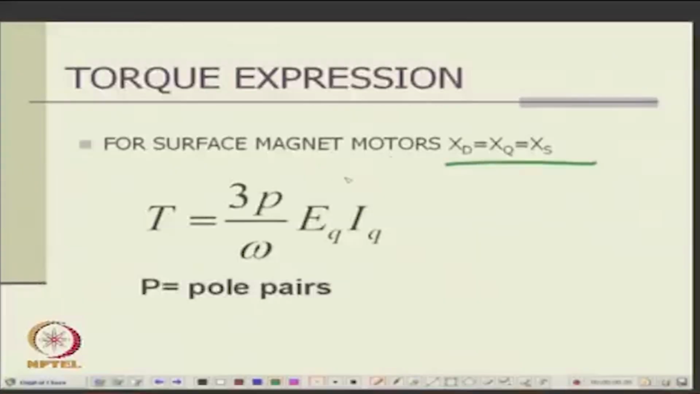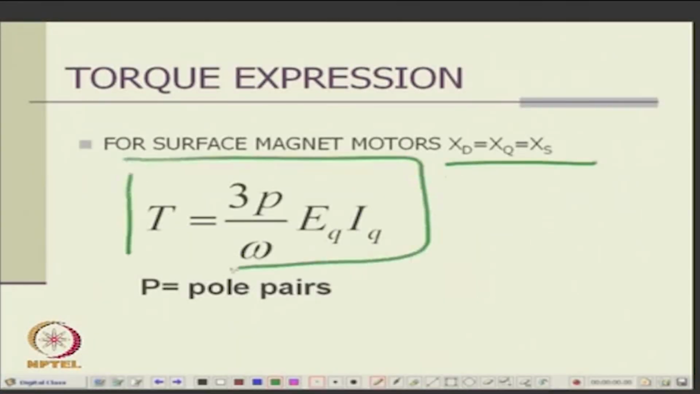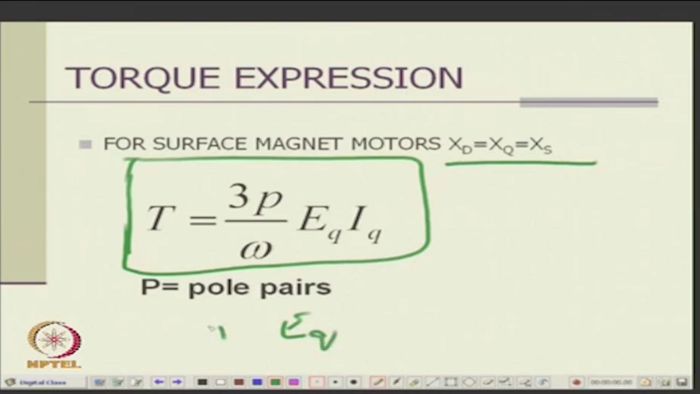So, XD is equal to XQ, and if reluctance torque is 0, the torque is a product of EQ and IQ. Now, EQ depends upon what? EQ mainly depends upon psi d, that is the flux per pole produced. So, if EQ is constant, torque will be proportional to IQ. So, extra torque is produced if IQ is fed from the stator.